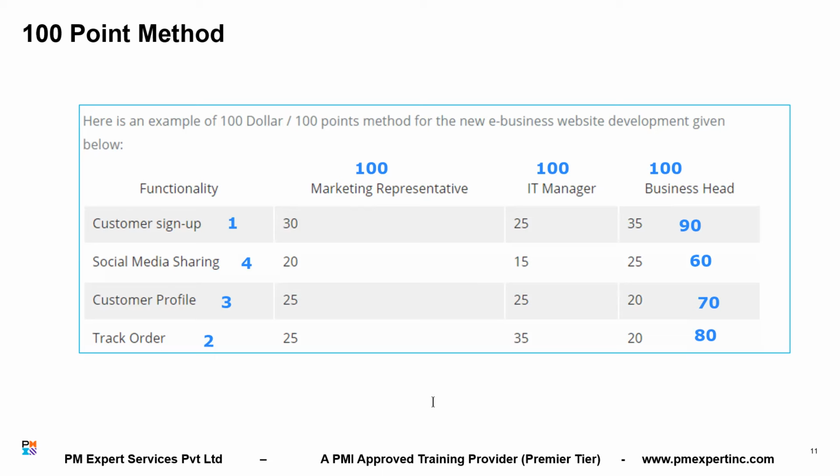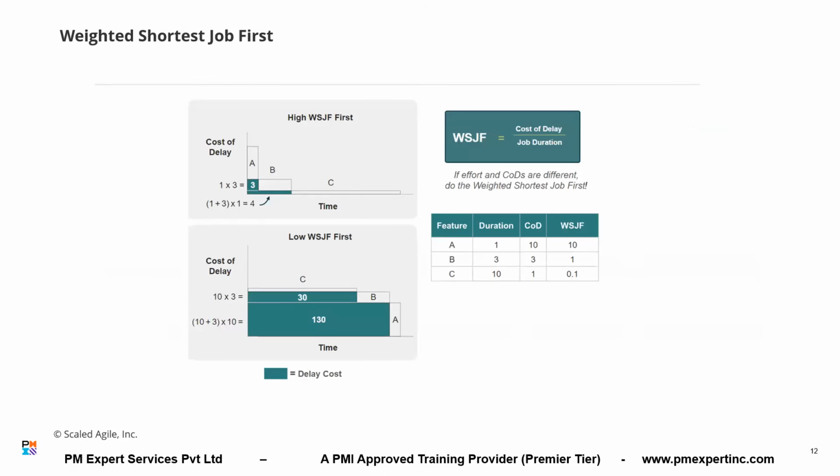Now, can we start with the third technique, which is called weighted shortest job first? This weighted shortest job first is equal to cost of delay by job duration. Can you see this formula? Cost of delay by job duration. Now see, you can take cost of delay as value delay.